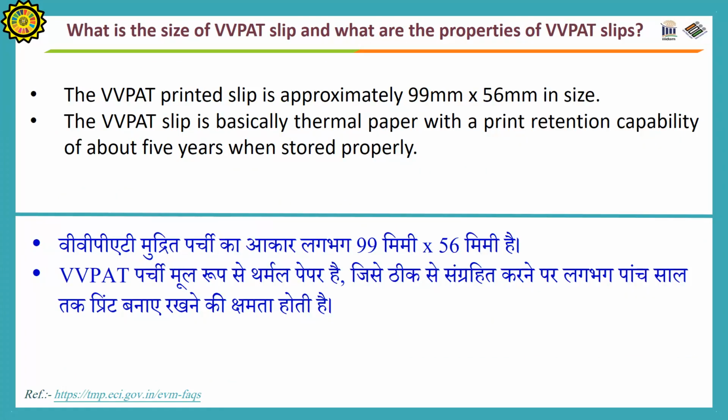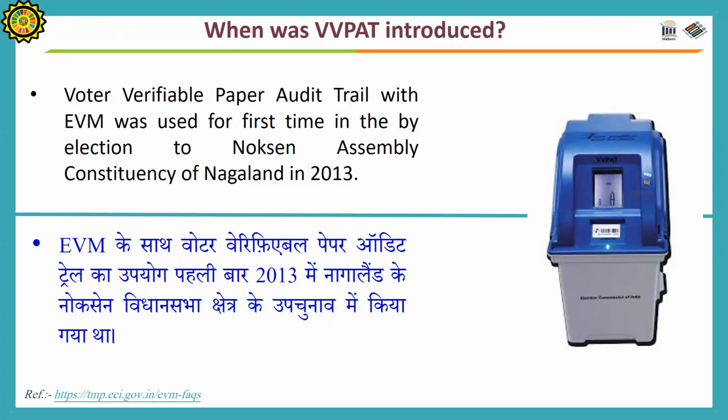What is the size of VVPAT slip and what are the properties of VVPAT slips? The VVPAT printed slip is approximately 99 mm by 56 mm in size. The VVPAT slip is basically thermal paper with a print retention capability of about 5 years when stored properly. When was VVPAT introduced? VVPAT with EVM was used first time in the by-election to Noksan Assembly constituency of Nagaland in 2013.